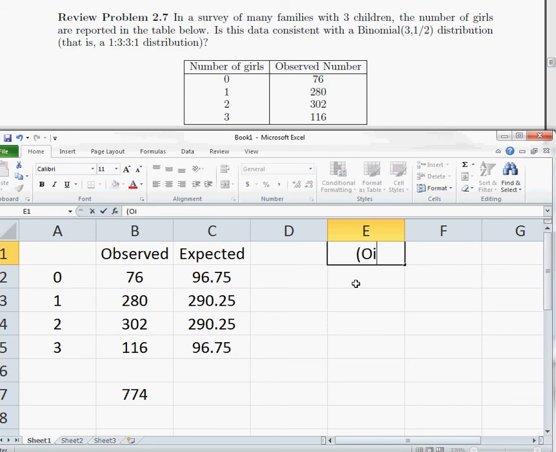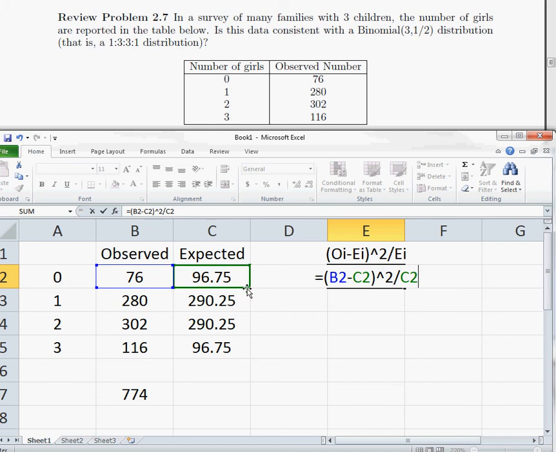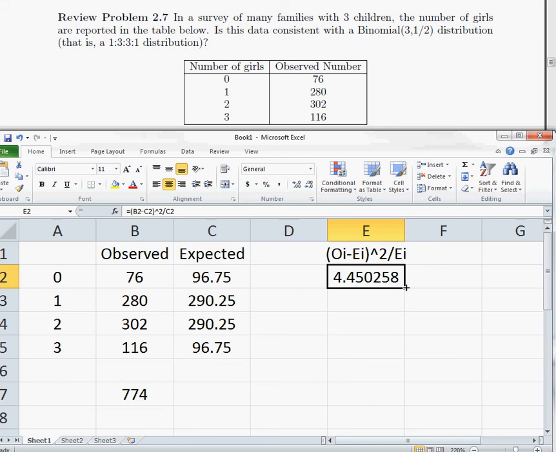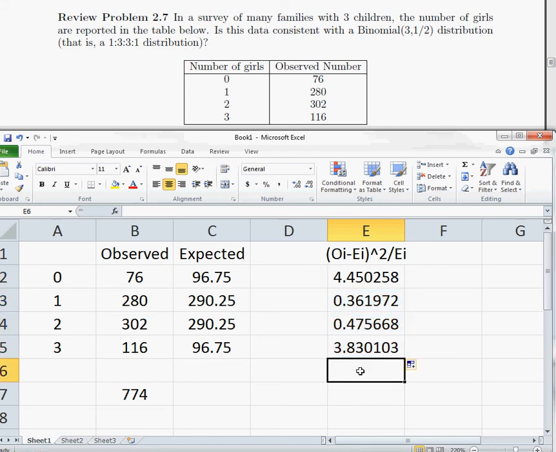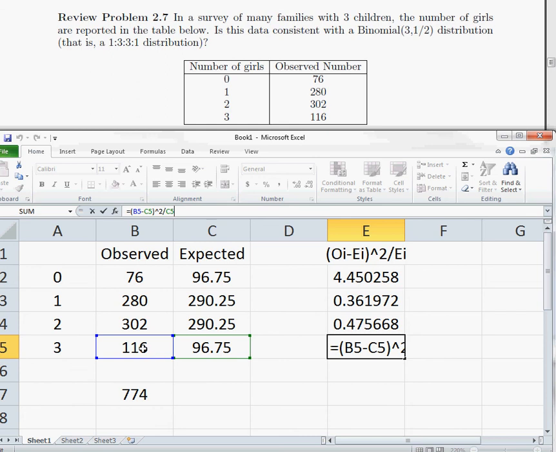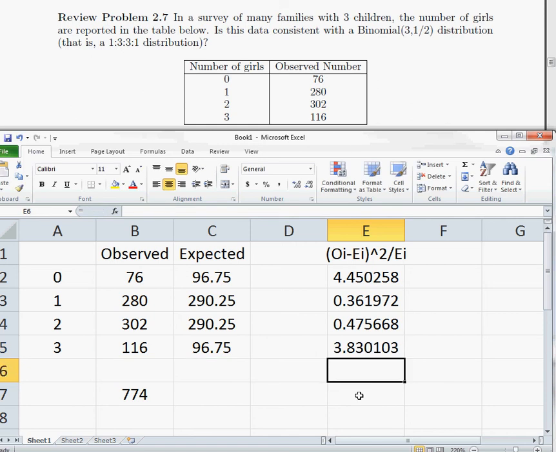We now begin to compute the chi-squared statistic. To get the chi-squared statistic, we need to do 4 fractions: taking the observed value minus the expected value, squaring that difference, and then dividing by the expected value. So using Excel, we get B2 minus C2 squared over C2. So 76 minus 96.75, quantity squared, all divided by 96.75. And that is that contribution to chi-squared. If I repeat that 4 times, then this last one would be 116 minus 96.75, quantity squared, over 96.75.